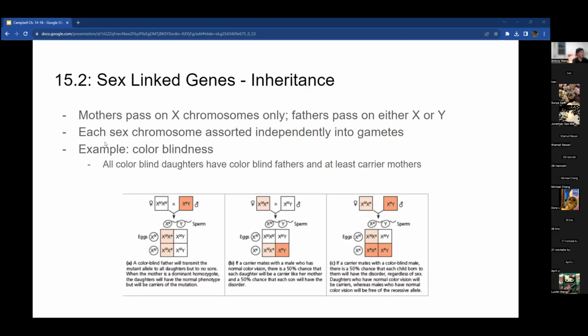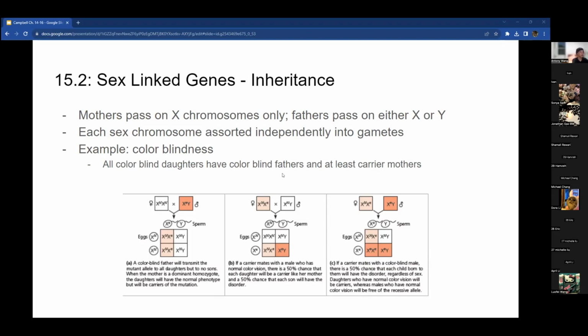For example, an example of an X recessive disorder is color blindness. All colorblind daughters have colorblind fathers and at least carrier mothers. This is because color blindness is X recessive. Daughters have 2 X chromosomes, so to be colorblind, the daughter needs 2 copies of the recessive allele. That means that the father must carry 1 and the mother must carry 1.